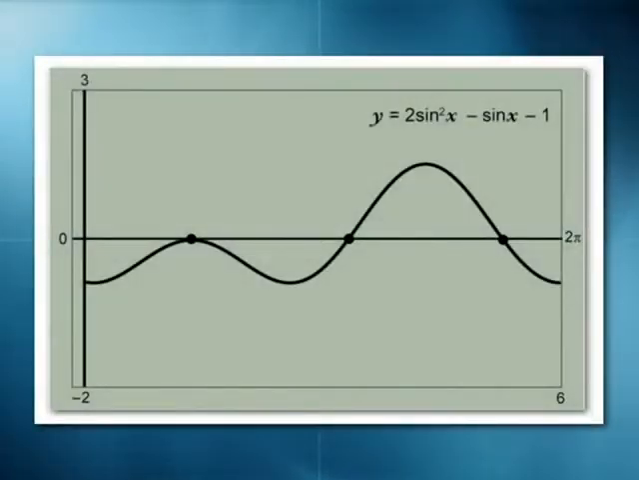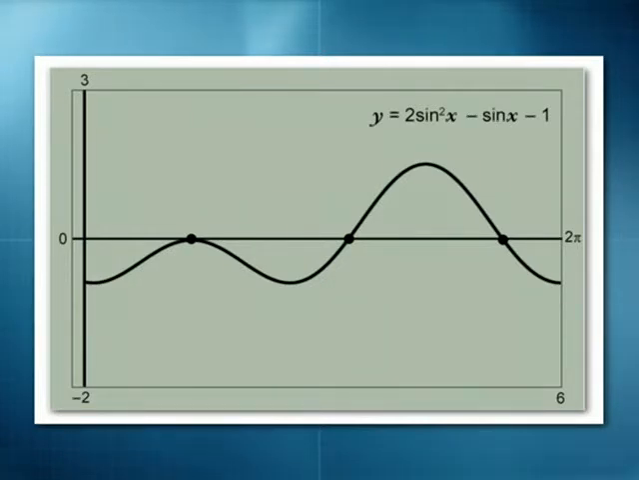Here's the graph of 2 sine squared x minus sine x minus 1. Notice it touches the x-axis 3 times. It touches at those 3 values. I invite you to verify this graph. Take out your graphing calculator and on the interval 0 to pi, graph this function, and you'll see that it touches the x-axis 3 times.